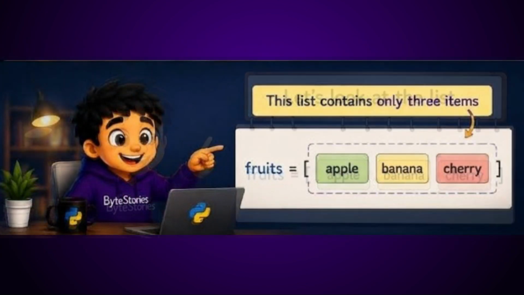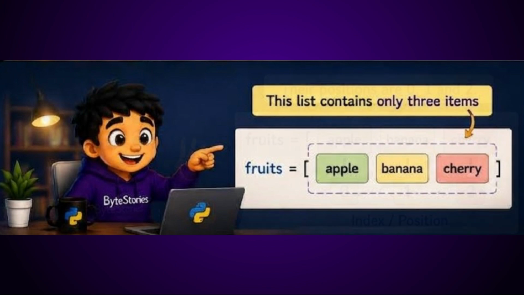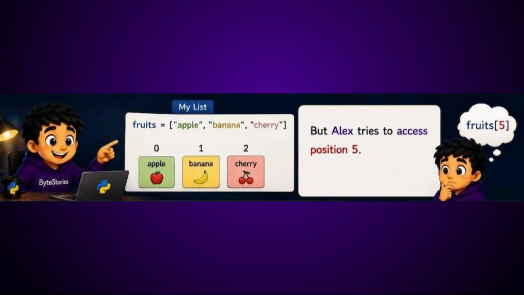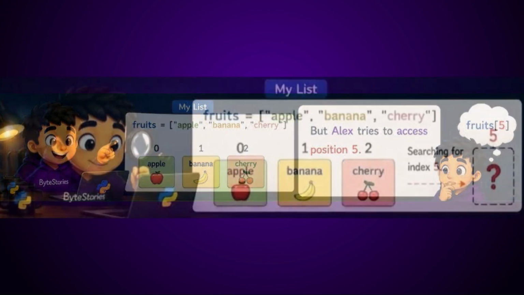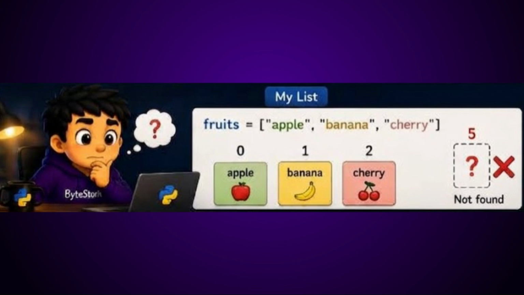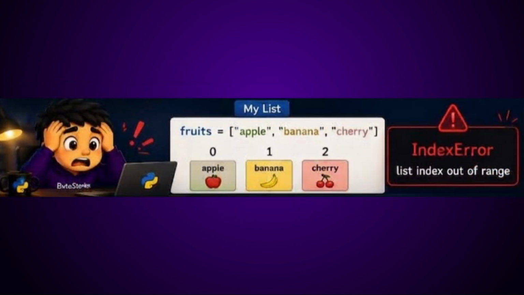This list contains only three items, and their positions are 0, 1, and 2. But Alex tries to access position 5. Python searches for index 5, cannot find it, so raises index error.